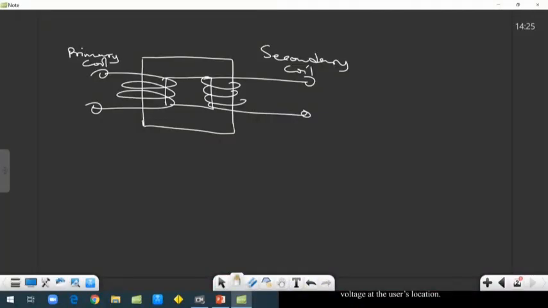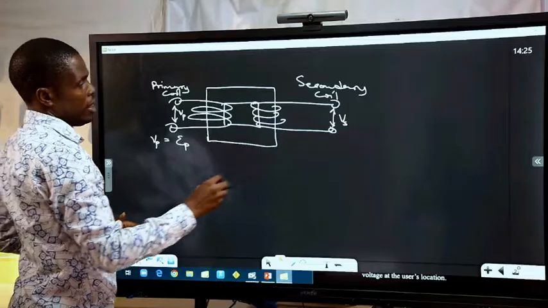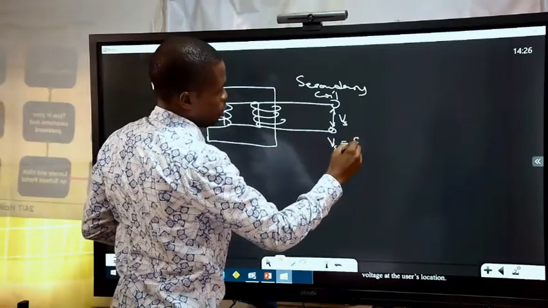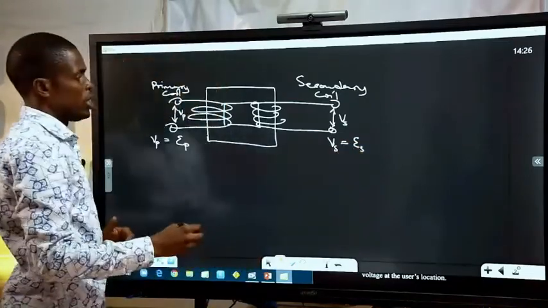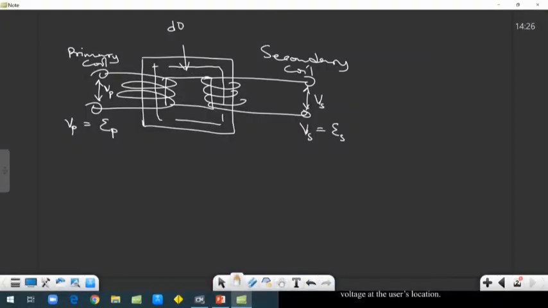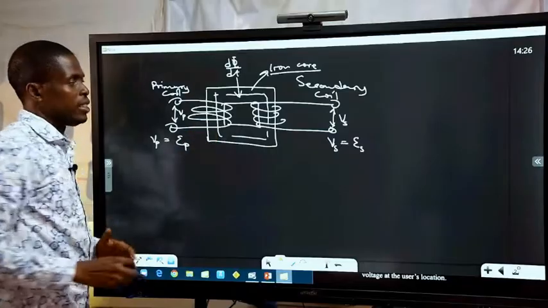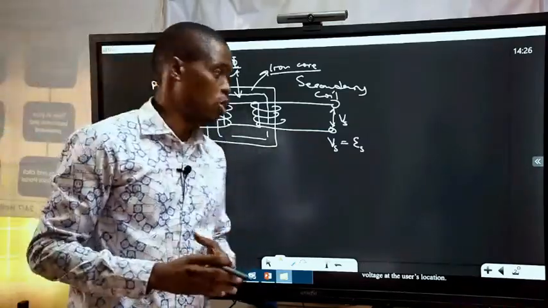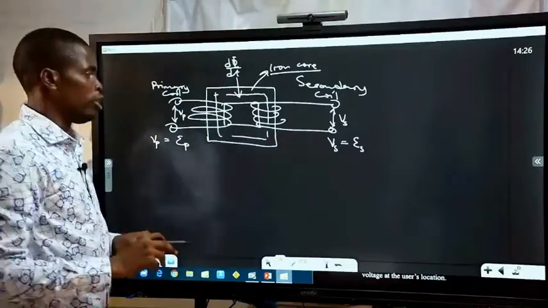Here we have the voltage at the primary, that is VP, and the voltage at the secondary, VS. We can also say that VP is equal to the induced EMF at the primary, and VS is equal to the induced EMF at the secondary. This is the core; there is a flux around the core, the iron core. This iron core transmits the energy, voltage or current, based on the electromagnetic induction principle.